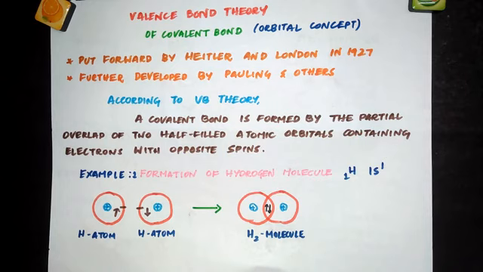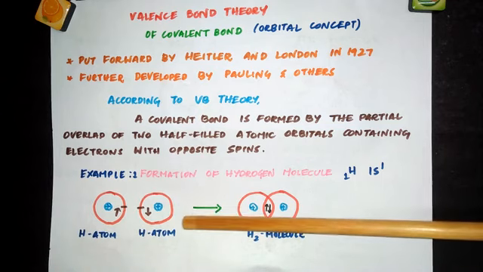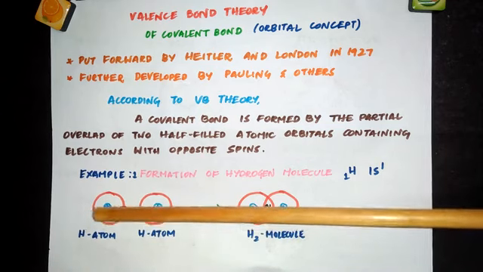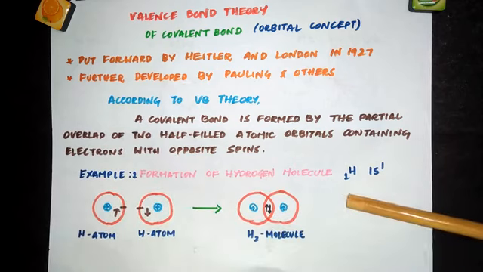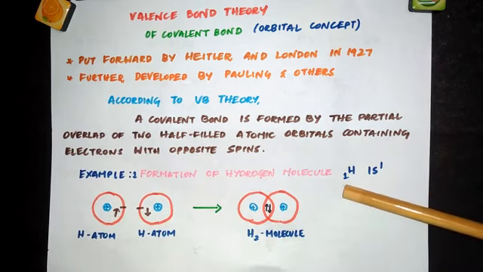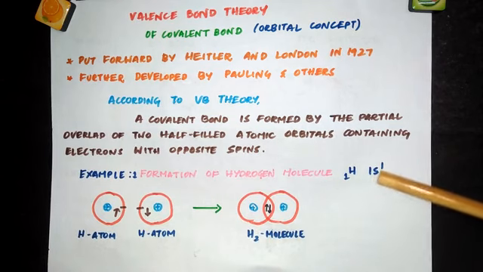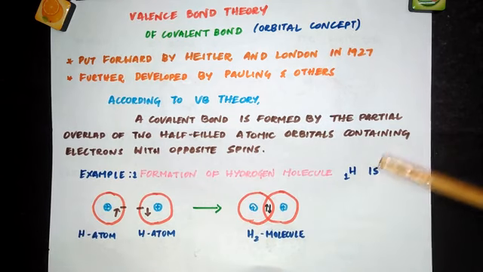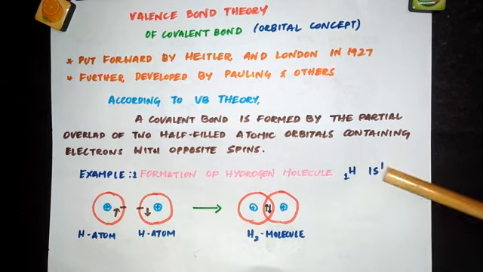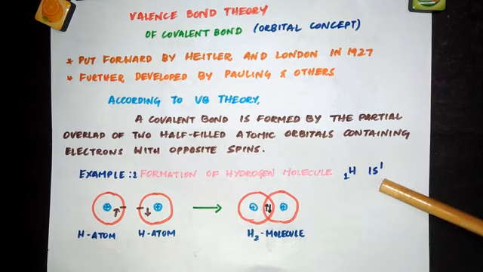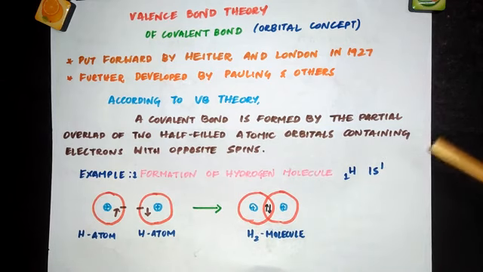Let's see the formation of the hydrogen molecule. What is the formula for hydrogen molecule? H2. How is it formed? By two hydrogen atoms. Before that, what is the atomic number of hydrogen? It is 1. How will you write the electronic configuration? 1s1. So in hydrogen, we have an s orbital having 1 electron.